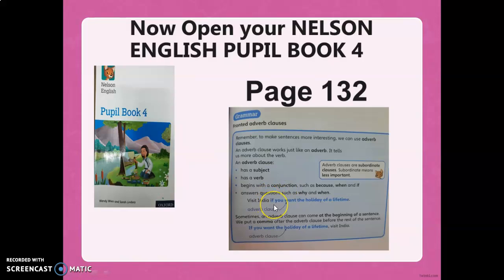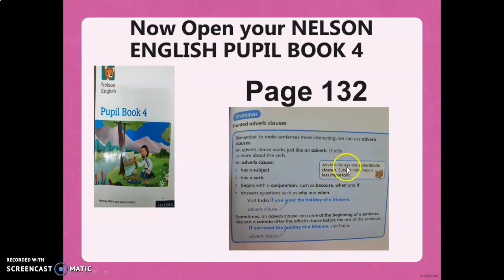It starts with if. Does it answer a question such as when or why? Yes. The main sentence here, the one in black, says visit India. Then you can ask, why? Why should I visit India? If you want a holiday of a lifetime. So, this is what makes this sentence an adverb clause.